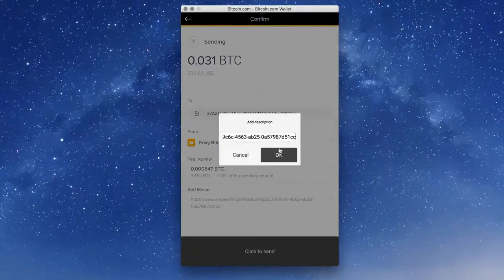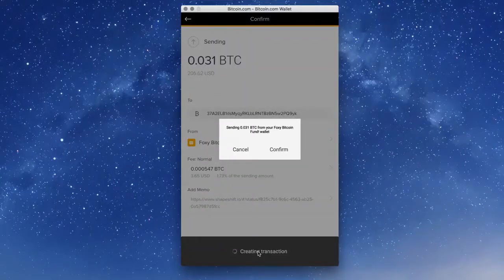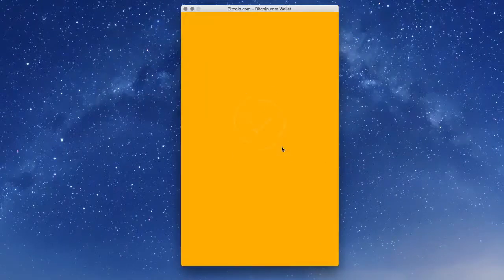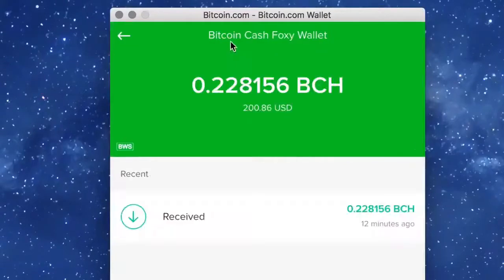Check the exchange details. Click to send. Click to confirm the amount, and your funds have been sent. Now head back to the home screen. And once your funds have confirmed, see your Bitcoin Cash in your wallet.